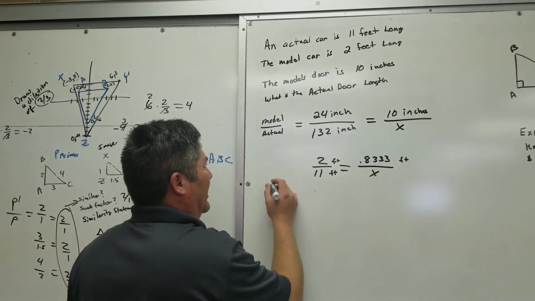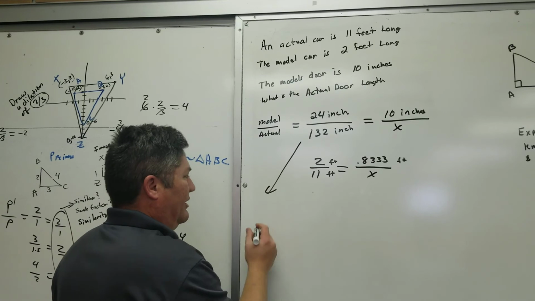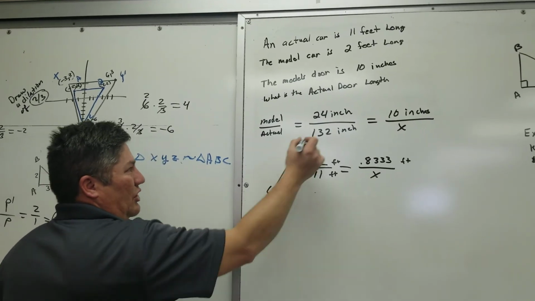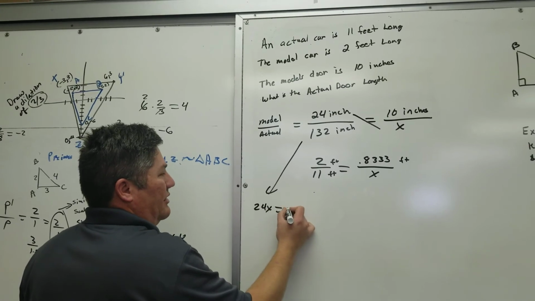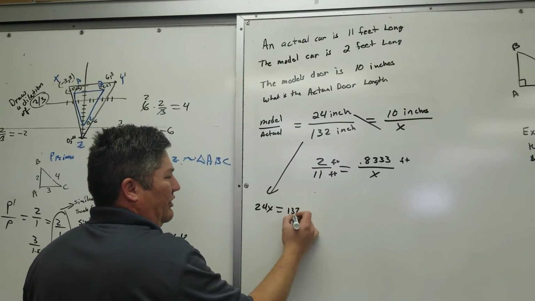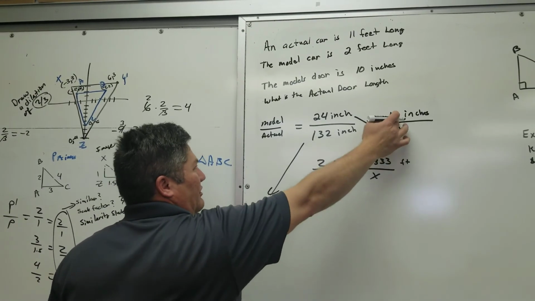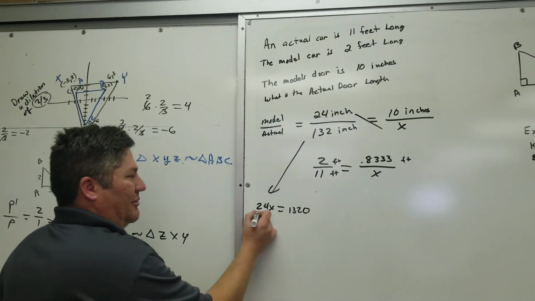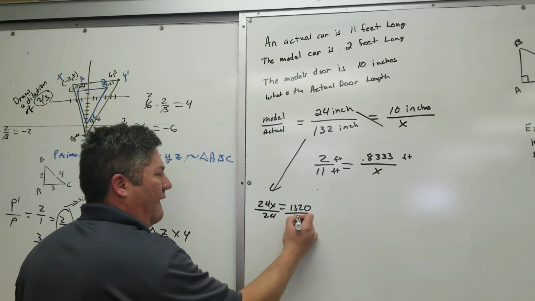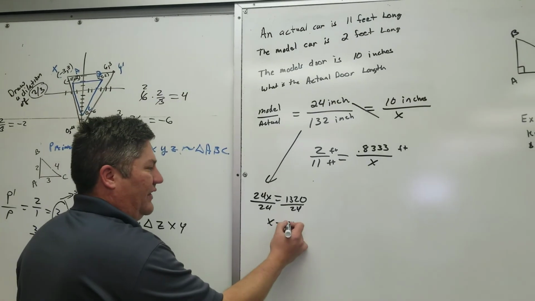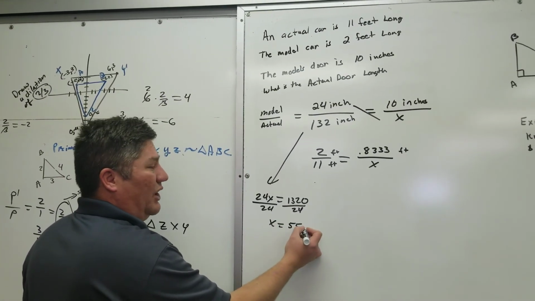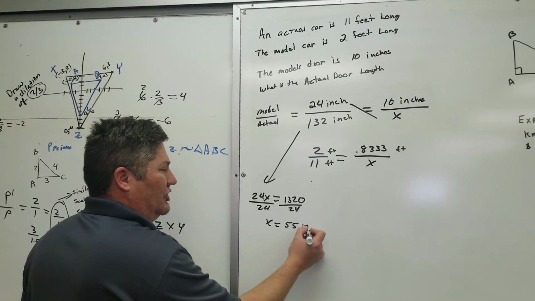So on the top one, I'm going to put that one right here. Cross multiplying, 24x equals 1,320. I'm just doing 132 times 10. I'm going to divide by 24, and x will be 55. And that is 55 what? Inches.